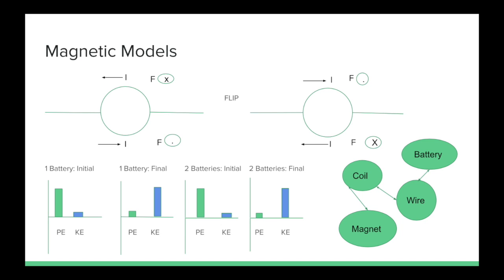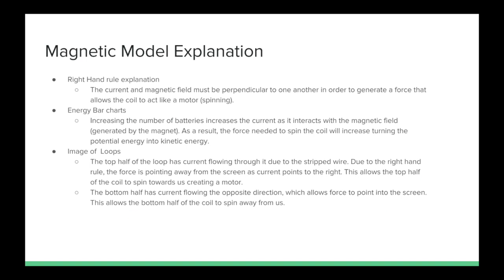Here we have our magnetic models. The first two models display the force and the current the coil experiences on both halves. The bottom three graphs represent our energy bar charts, which is the type of energy our coil possesses when it is in motion. The last diagram in the far right corner is our system schema. Here's an explanation to each model on the previous page.